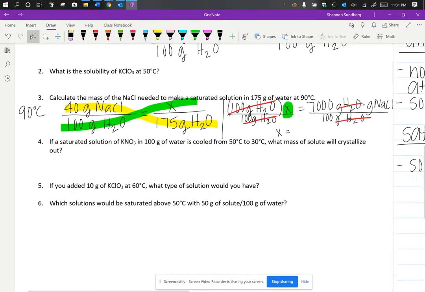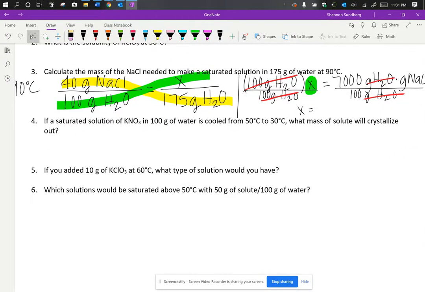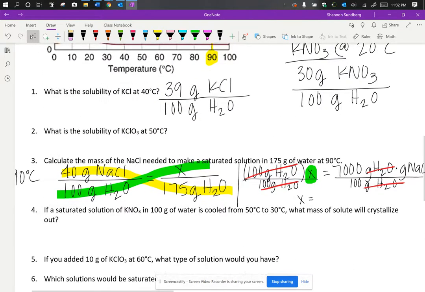Number 4. If a saturated solution of potassium nitrate in 100 grams of water is cooled from 50 to 30 degrees Celsius, what mass of solute will crystallize out? Okay, well, they're asking us what's the solubility of potassium nitrate, KNO3, at 50 degrees Celsius, and then what's it at 30? It's simple subtraction.